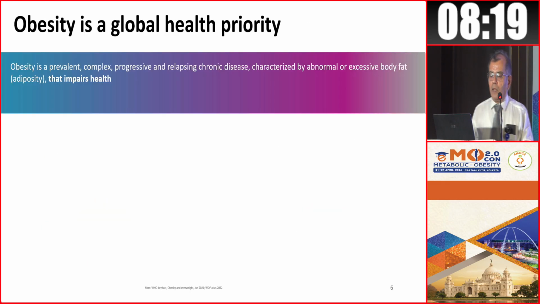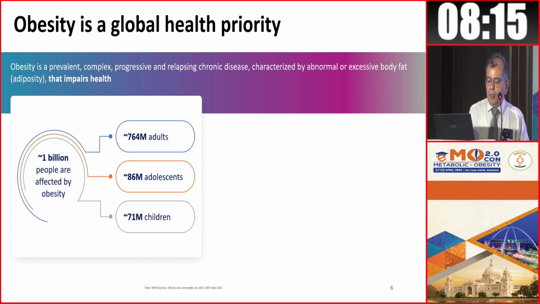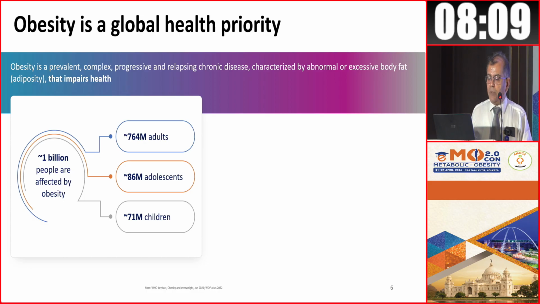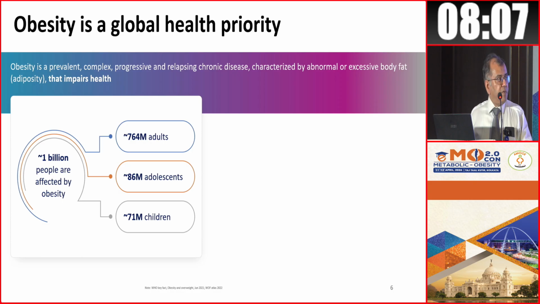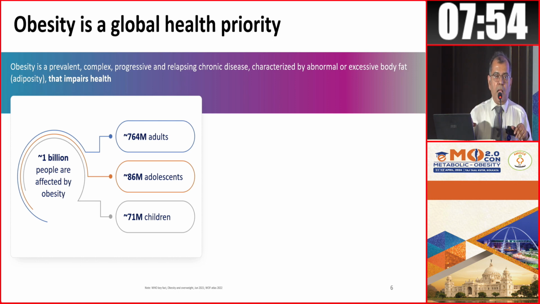If you look at some of the global data here, there are nearly 1 billion people all over the world affected by obesity, which includes around 764 million adults, 86 million adolescents, and nearly 71 million children. Remember, this is the starting point of the ticking time bomb. Because as that young child grows older, he tends to remain unhealthy, and as the days go by, he becomes more and more unhealthy.